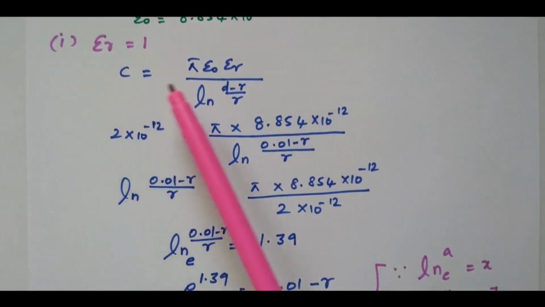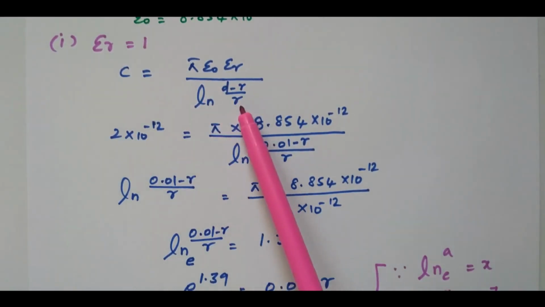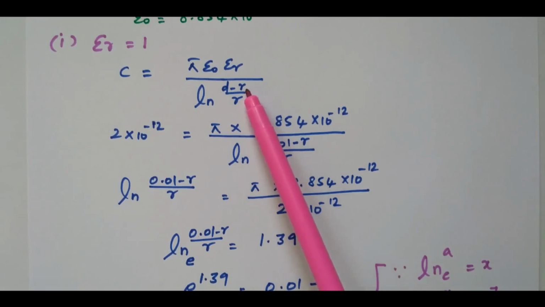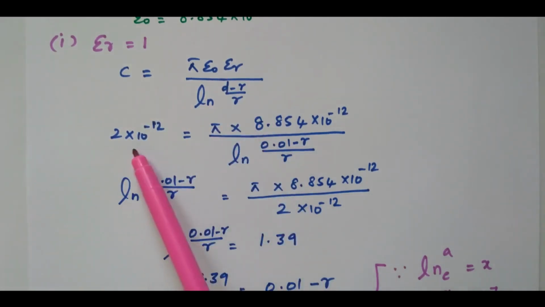C equal to pi epsilon naught epsilon r divided by log of (d minus r) by r. So just now we got the derivation of the capacitance of a two-wire transmission line. So this r is the question. We need to find the size of the wire. Size of the wire means the radius of the wire. Other data are available.